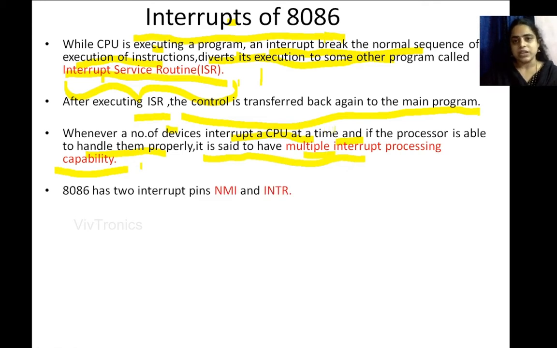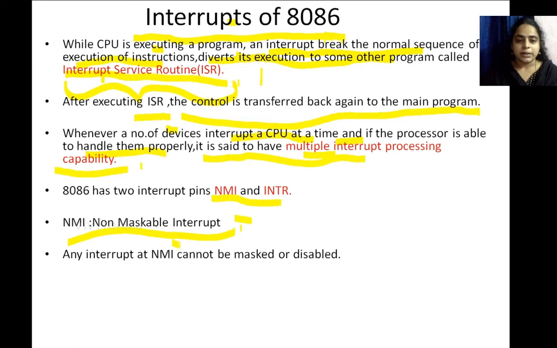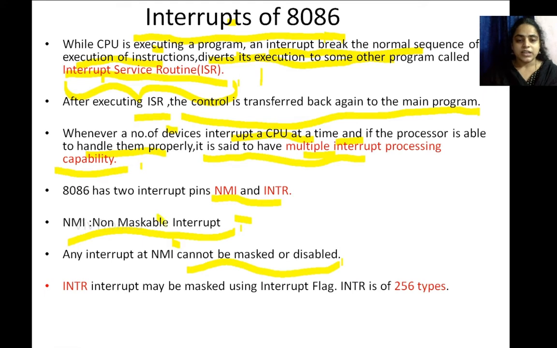From the pin diagram of 8086, we have already seen the NMI and INTR pins. 8086 has two interrupt pins, NMI and INTR. NMI stands for non-maskable interrupt. Any interrupt at NMI cannot be masked or disabled. The INTR interrupt may be masked using the interrupt flag. INTR is of 256 types. The non-maskable interrupt cannot be disabled, but the INTR interrupt can be disabled.